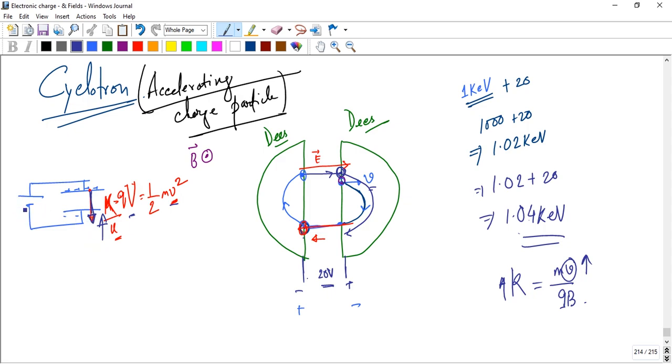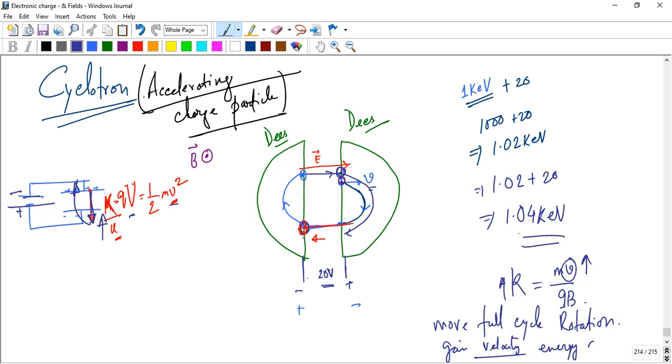Now I flip that portion. Now there is a high potential and a low potential. Next step, that's high, that's low. Again it comes back here and gains some energy. After 1000, 2000, 3000, 4000 rotations, more full cycle rotations mean more speed. If velocity is gained, energy is gained.